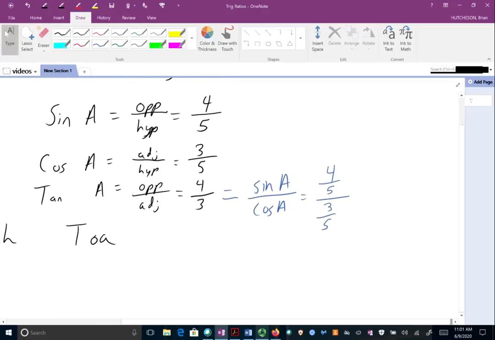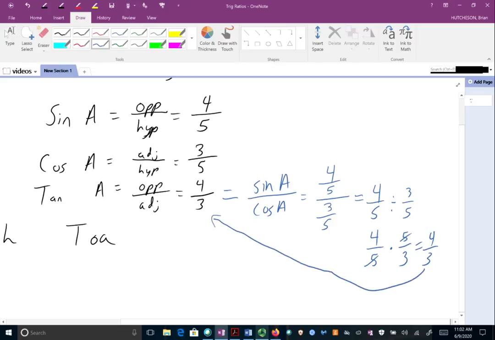Uh-oh, a fraction inside of a fraction. But these aren't scary. All this means is 4/5 divided by 3/5. And when we divide fractions, it really is nothing but multiplication of the reciprocal. The 5's cancel out, leaving 4 over 3, which is the same answer we got. But it's so much easier to do opposite over adjacent.